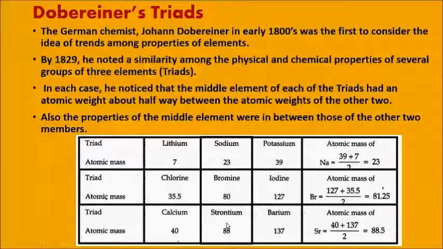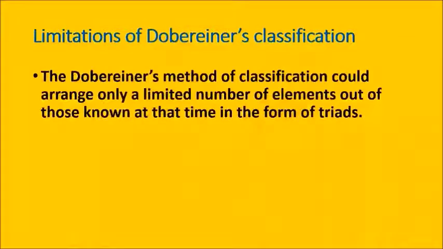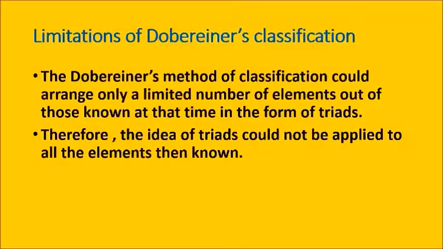So these are the triads with which we identified the elements and learned their properties in that early time. The limitation of Dobereiner's classification was that he could arrange only a limited number of the elements known at that time in the form of triads. So it was a failure. The idea of triads could not be applied to all the elements, and was not applicable when more elements were discovered.